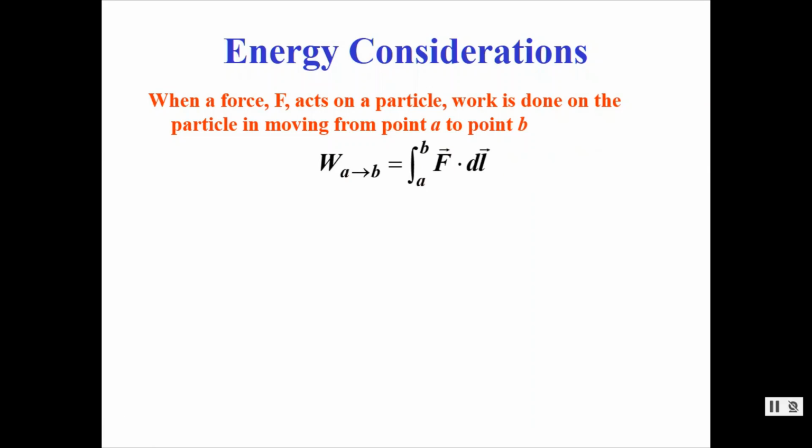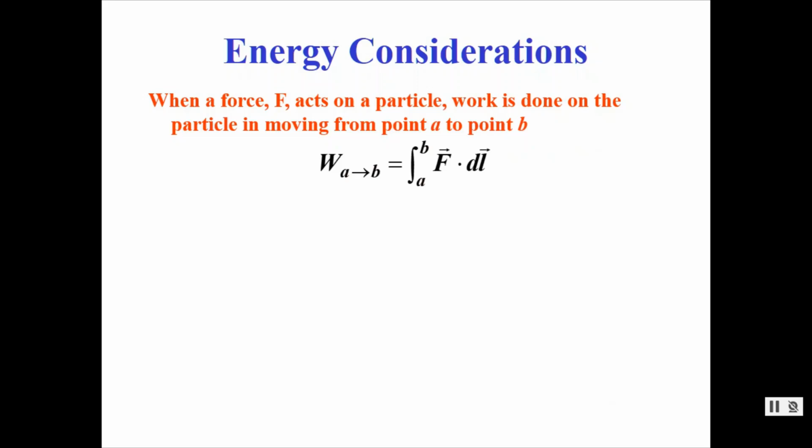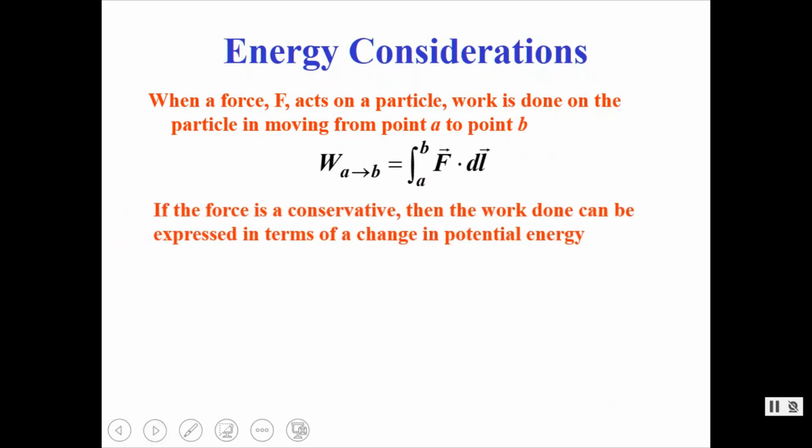So if I wanted to find the work being done on a particle due to some particular force as it moves between two locations, then I would set up this integral here, where dl would be the path length. Okay, so it would be the path length that was taken. If the force is conservative, then the work is equal to negative the change in potential energy. This is something that we did last semester, so pulling that back in. So the work from A to B would be equal to negative the change in potential energy.